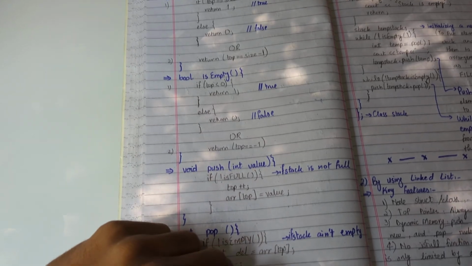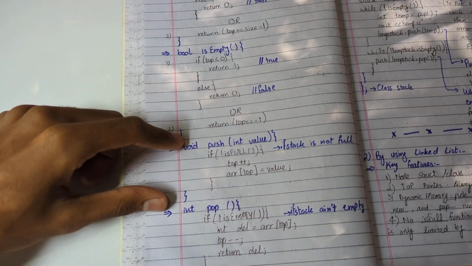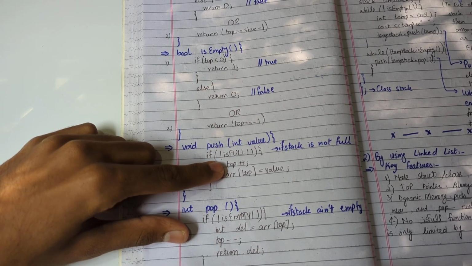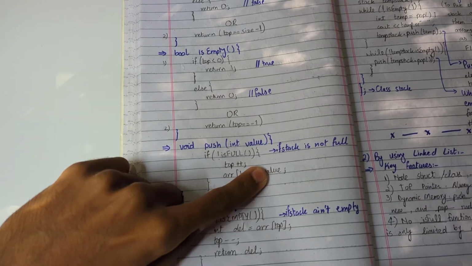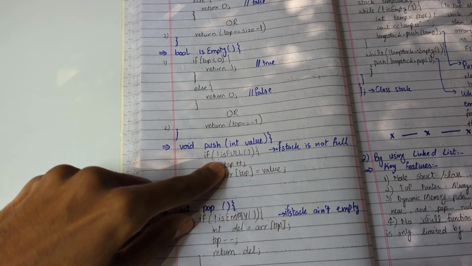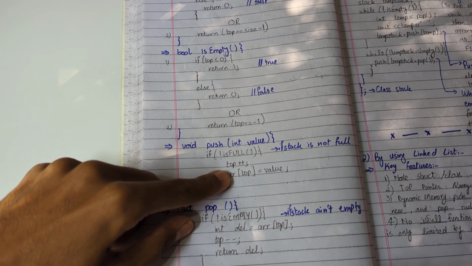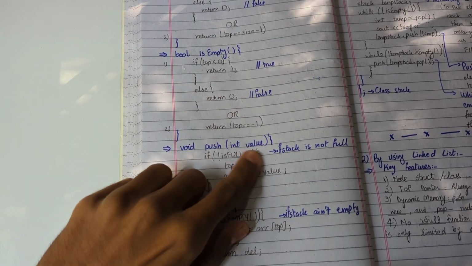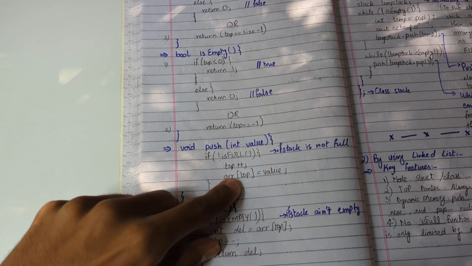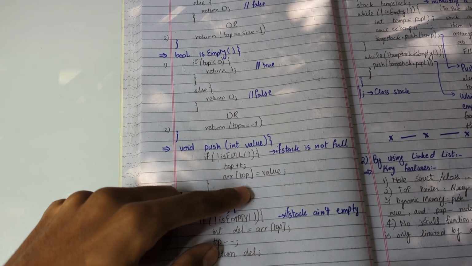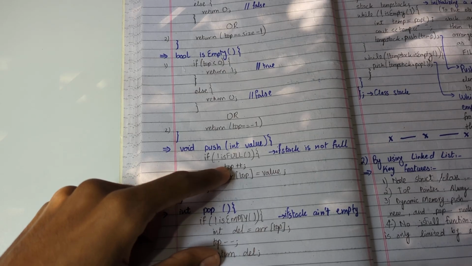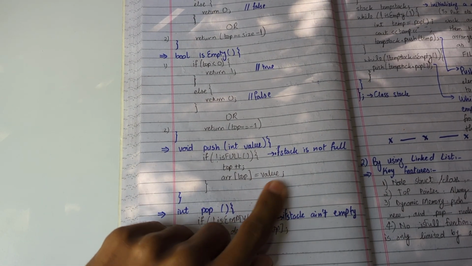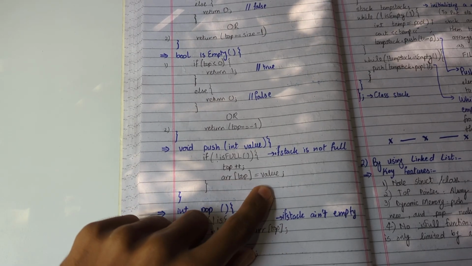Next up we have void push. This is to insert a value in a stack. First off, we're going to check if the stack is full or not. If the stack is not full, the top variable is going to increment by 1, and then the value that we pass in is going to come in. Once we increment the top variable, meaning the index is incremented by 1, the value that we want to store goes in that top place.